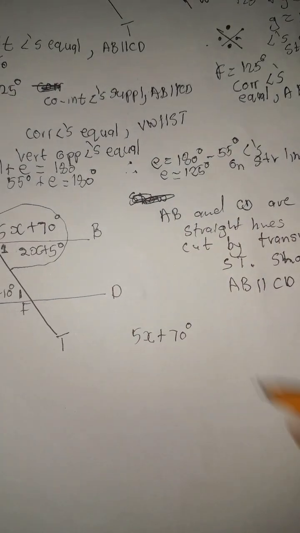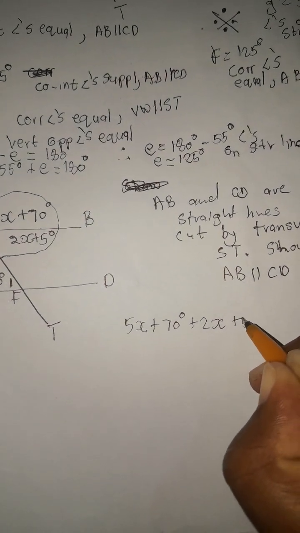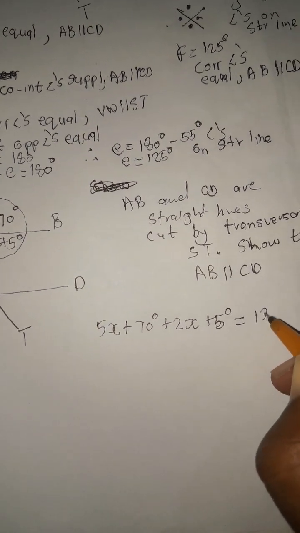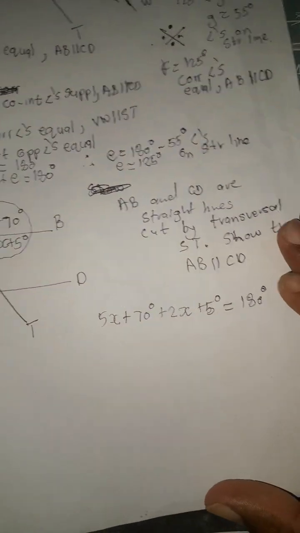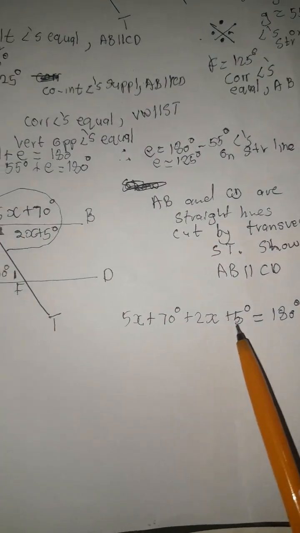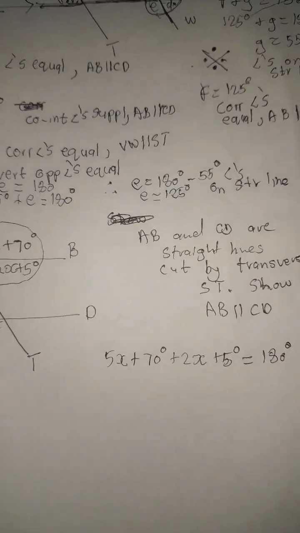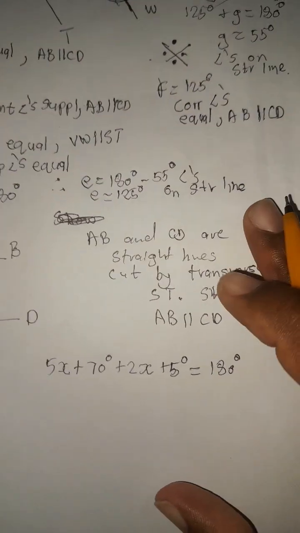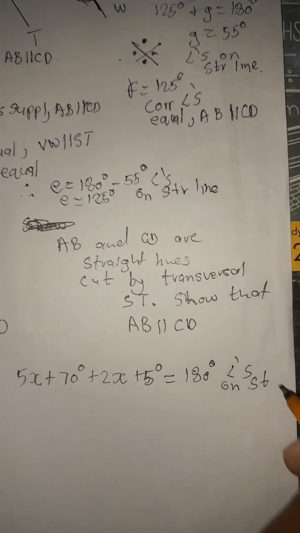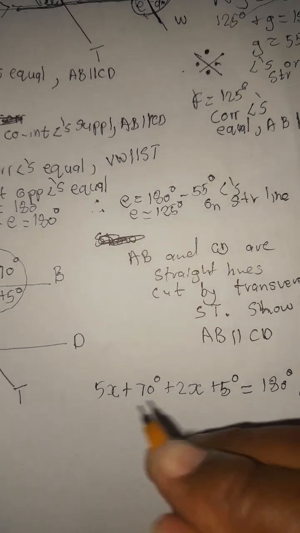Geometry needs you to have analytical skills. You must be a critical thinker when you do geometry, guys. You must not sleep. When you sleep, you won't get it. So when you say 5x plus 70 plus 2x plus 5 degrees, which equals 180. Be a critical thinker. These are angles on a straight line. The reason is angles on a straight line, right?